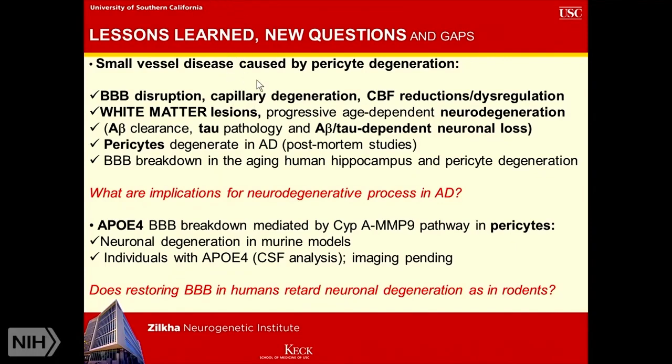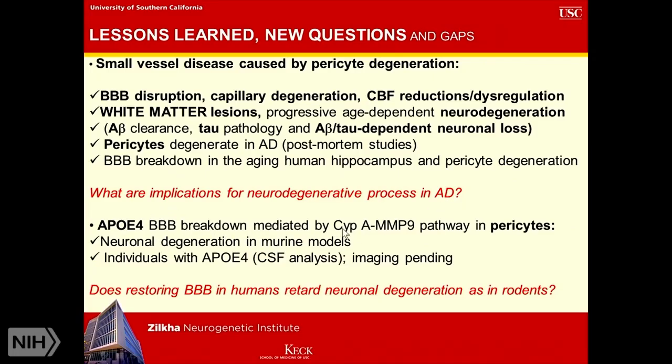And lessons learned are that pericytes lead to BBB disruption, capillary degeneration, and blood flow reduction and dysregulation. This leads to white matter lesions. Pericytes degenerate in AD. There is blood-brain barrier breakdown in aging human hippocampus and pericyte degeneration, and so implication for neurodegeneration in AD is something which I think would be interesting to study.